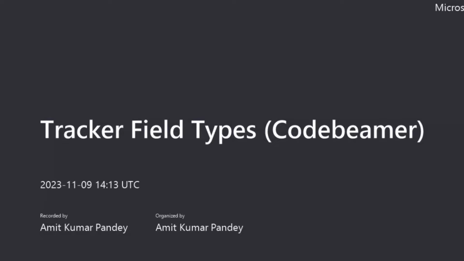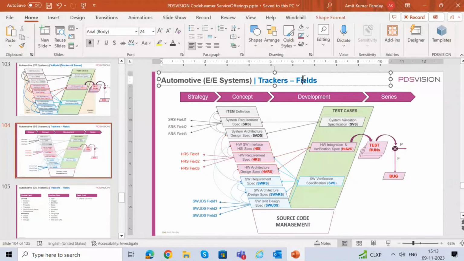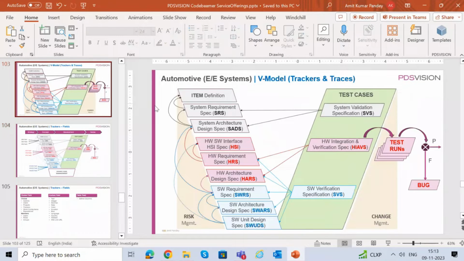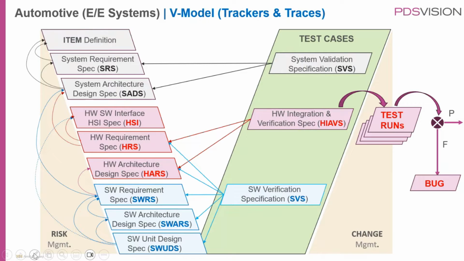Today's session is about tracker fields and field types. Therefore, let me be a little bit brief before I get into Codebeamer and do a demo of the tracker fields. What you see in this typical V model, like the item definition or the system requirement spec and so on, these are different trackers in Codebeamer, and a tracker is like a logical container which will hold the work items.